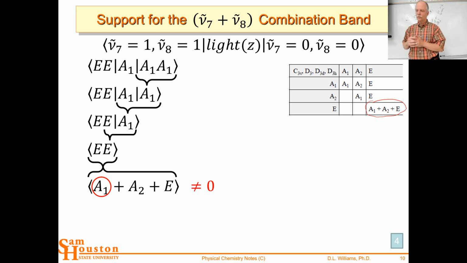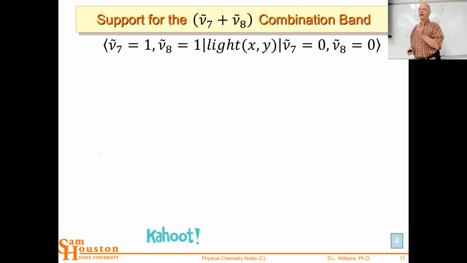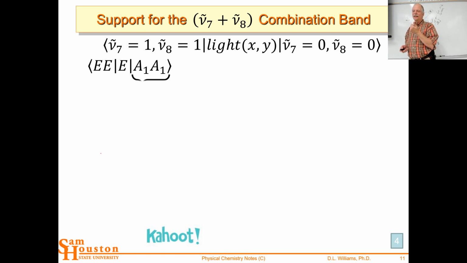Yes, you have to check with X and Y as well. Oh yeah, let's do that. I think that's the next one. So that was with Z. So here's X, Y.